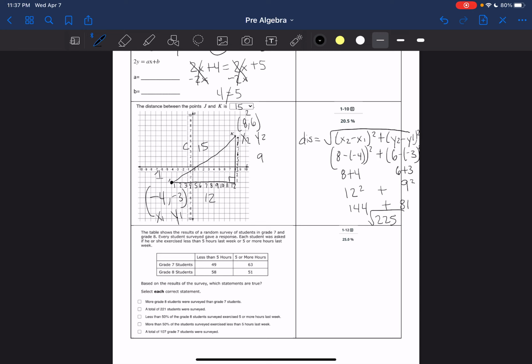Question 12, which was the last question on the assignment, was the third most difficult question. Only 25% got it correct. This is a two-way frequency table. You'll notice that some information is missing, specifically the totals. So we can fill in this information by using what has already been given to us.